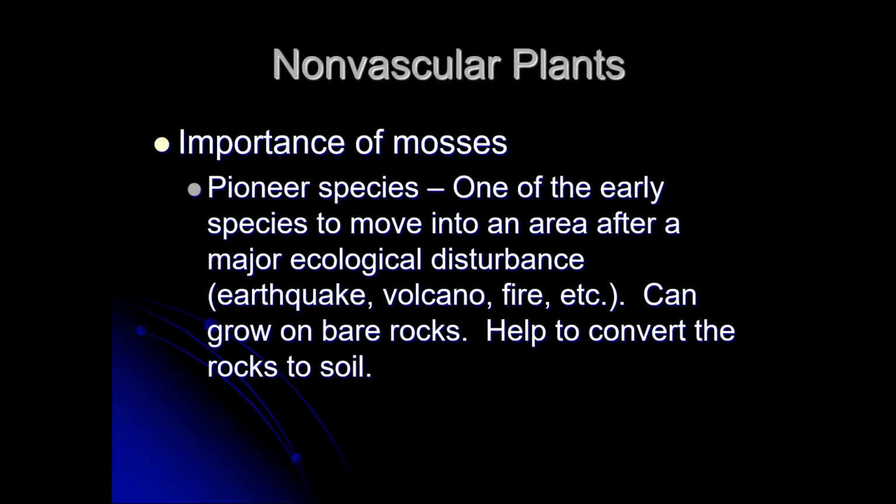I mentioned pioneer species when we were talking about lichens, and here I'm going to go into greater detail with that a little bit. So, pioneer species are one of the early, if not the first, species to move into an area after a major ecological disturbance, such as an earthquake, volcano, fire, etc., or in this case, bare rocks that have been replaced in a damaged wall. They can grow on bare rocks. Our lichens can grow on bare rocks. Our mosses can grow on bare rocks. And so what they do is they help convert the rocks to soil.